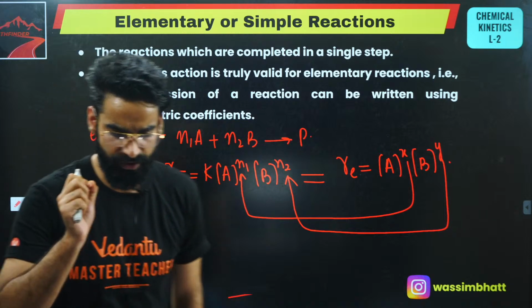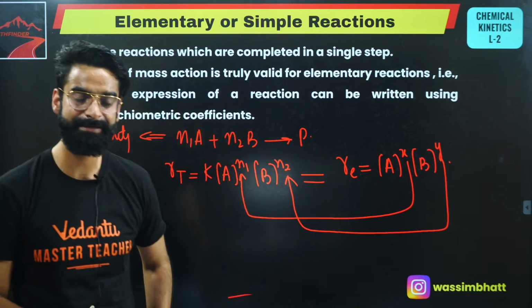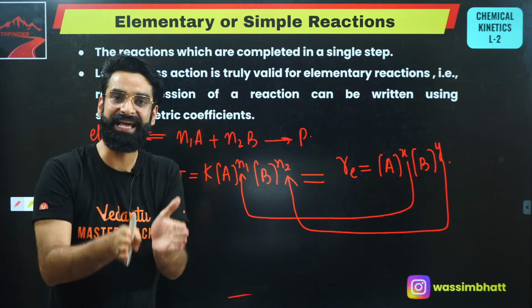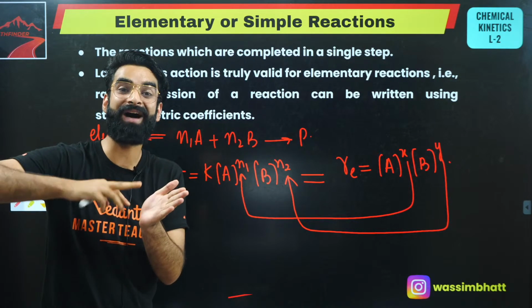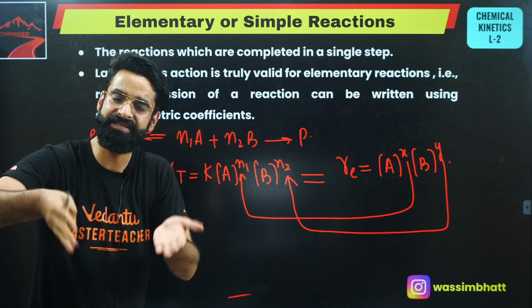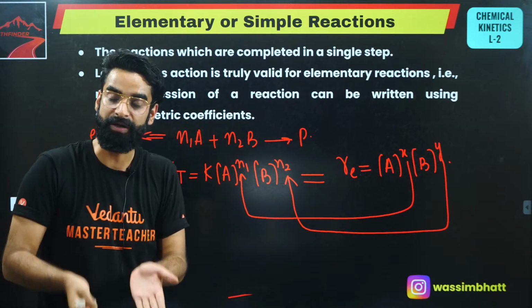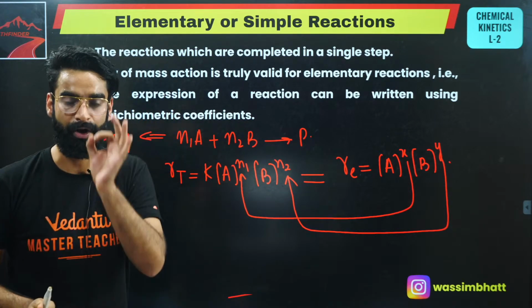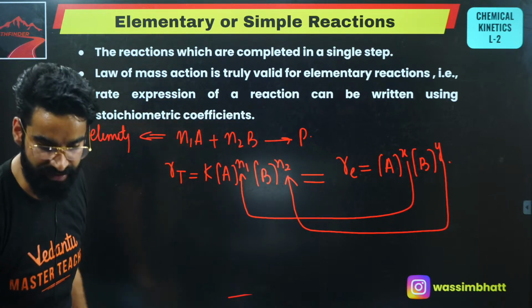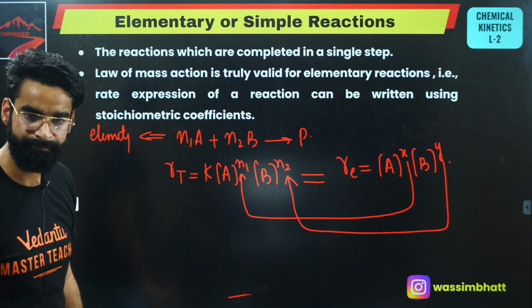So what I want you guys to remember right now is, whenever you have an elementary reaction, whatever value of rate comes out by using law of mass action, the same value of rate comes out by using the rate law. Or you can clearly say law of mass action is truly valid for the elementary reactions. As simple as that, okay?